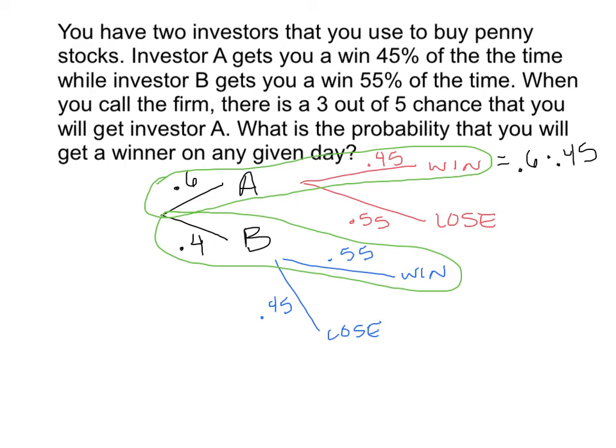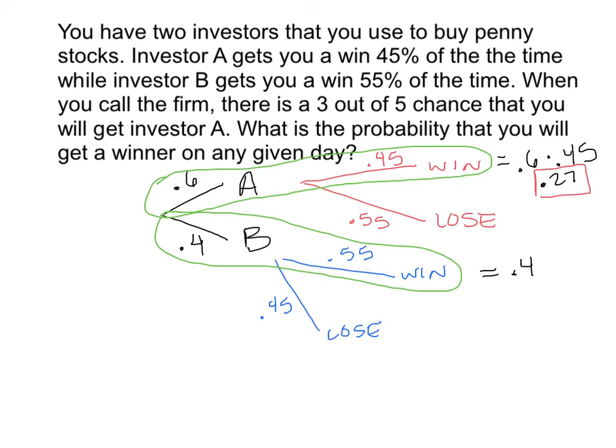So now you can just do the calculations with your little calculator. You can see that he's going to give you 0.27 or a 27% chance of getting a winner. So that's if you pick up the phone and you get Investor A. Now let's say you get Investor B instead. So that's the second path. Well, we know that that was 40% to begin with.